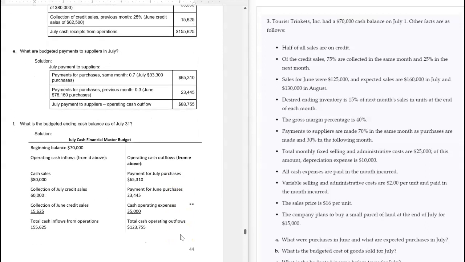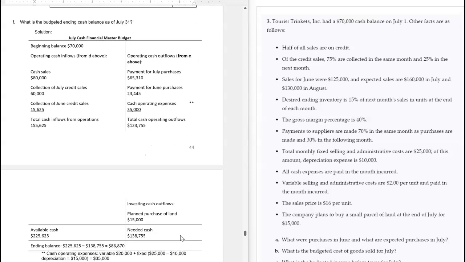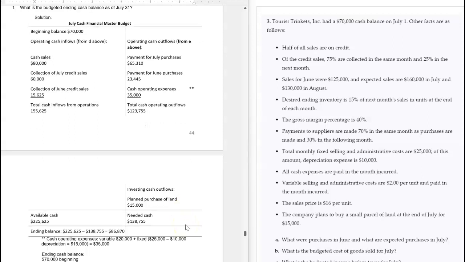Okay, and this is a financial master budget they've got. We talked about this a little bit in class today. These are cash inflows and cash outflows. So this is what came in. We've got a beginning balance of 70,000 that they gave to us way in the beginning. And then we've got cash sales of 80,000, collection of July credit sales of 60,000, and collection of June credit sales was 15,625. So these are our total cash inflows.